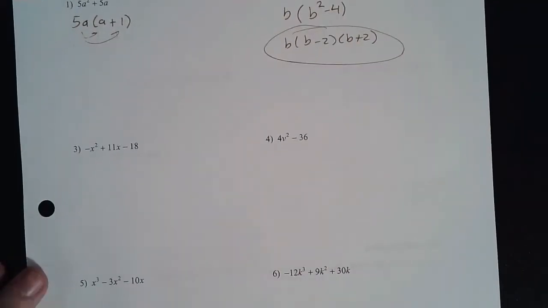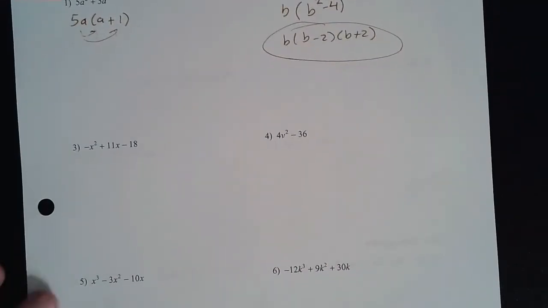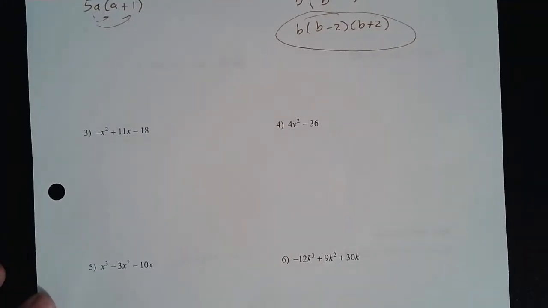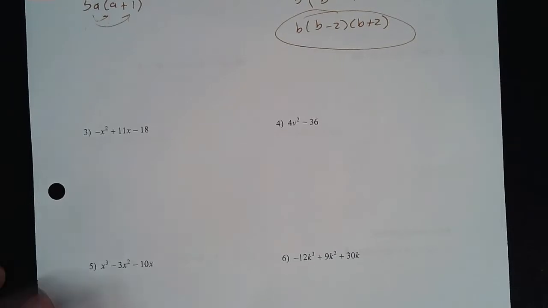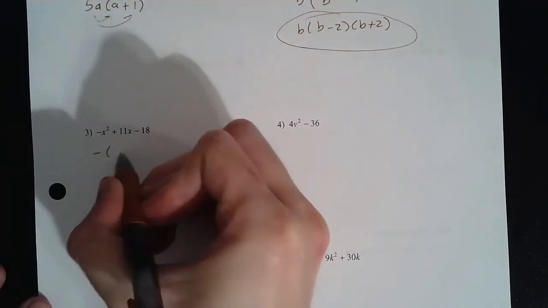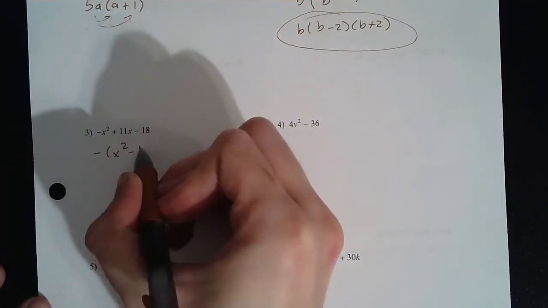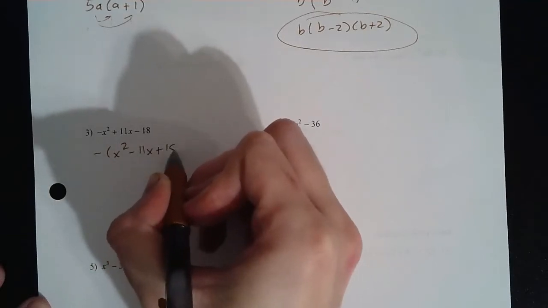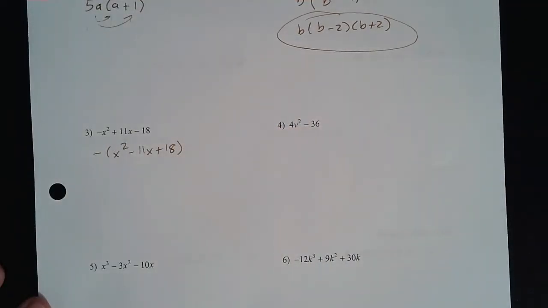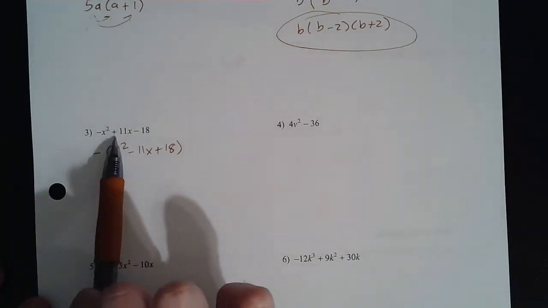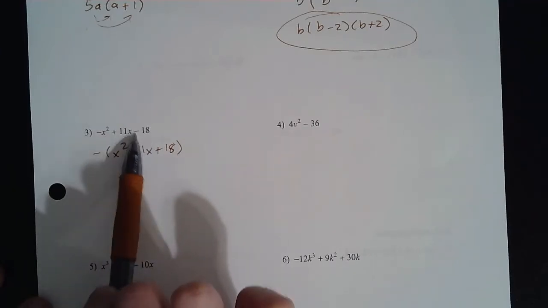On number 3, you have to recognize that there is a negative out in front, and in order to factor these quadratics, you have to factor out that negative in front. So we're going to take a negative away from every single term. This has the net effect of changing all the signs. So that negative became a positive, that positive became a negative, and that negative became a positive.